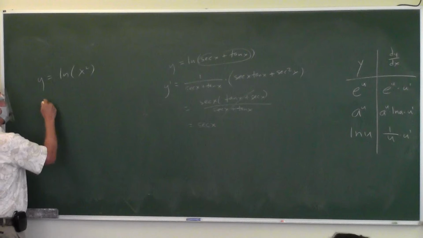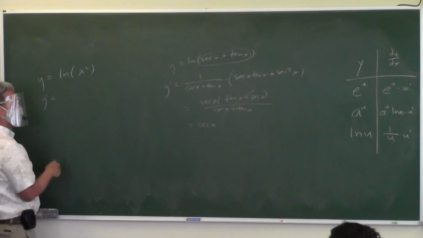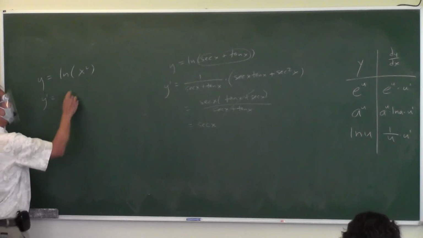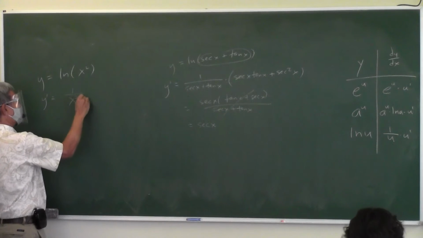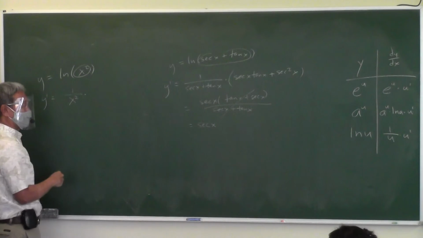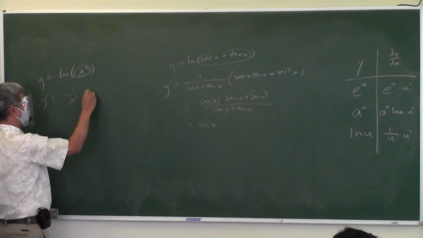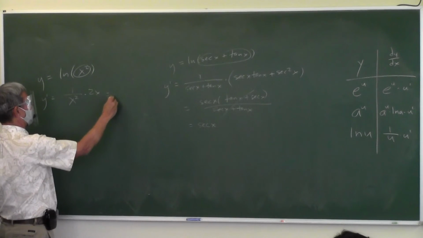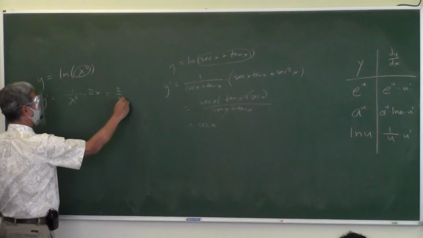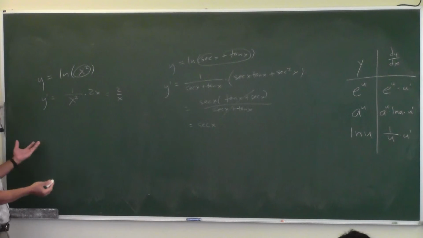Now, most of you are just tempted to use the formula, yeah? What's the derivative of natural log box? 1 over box times the derivative of box. 2x. The x's cancel out. Final answer? 2 over x. And there's nothing wrong with that.